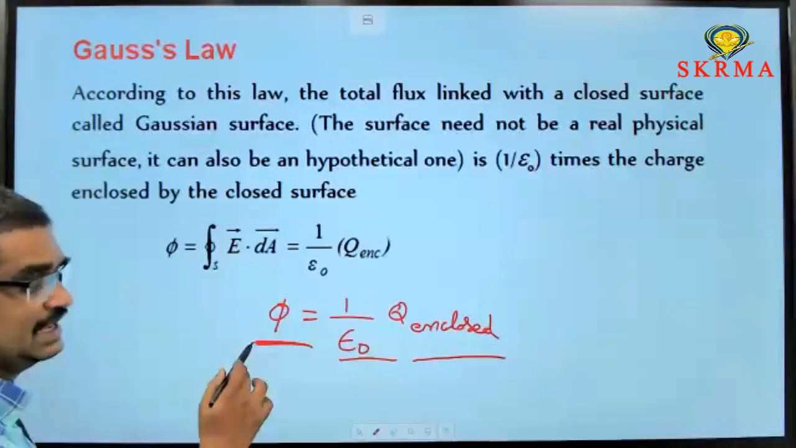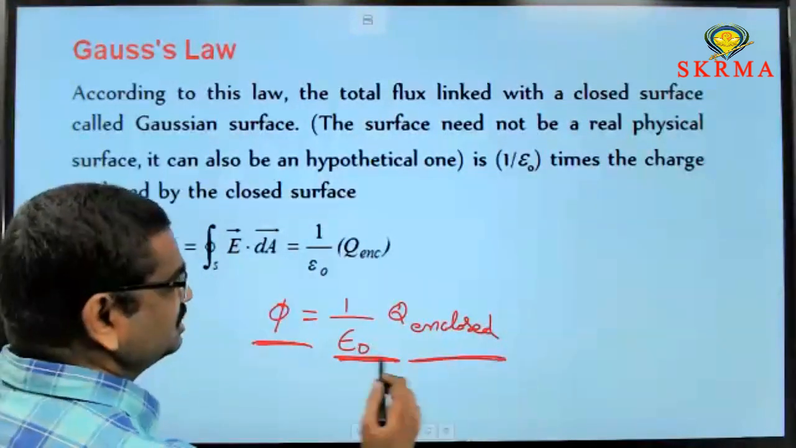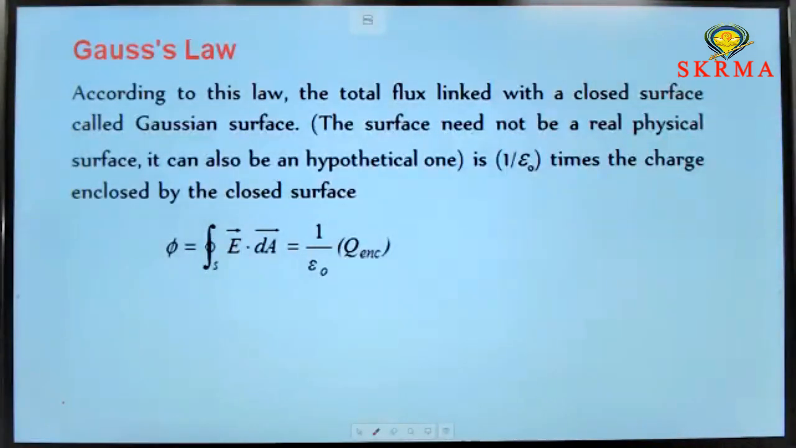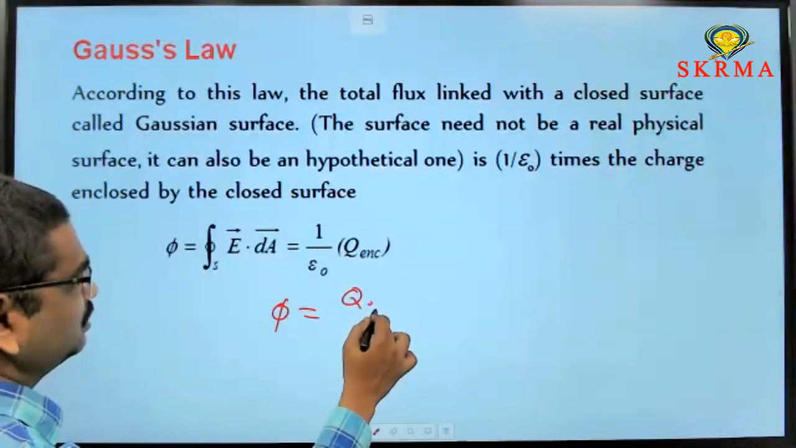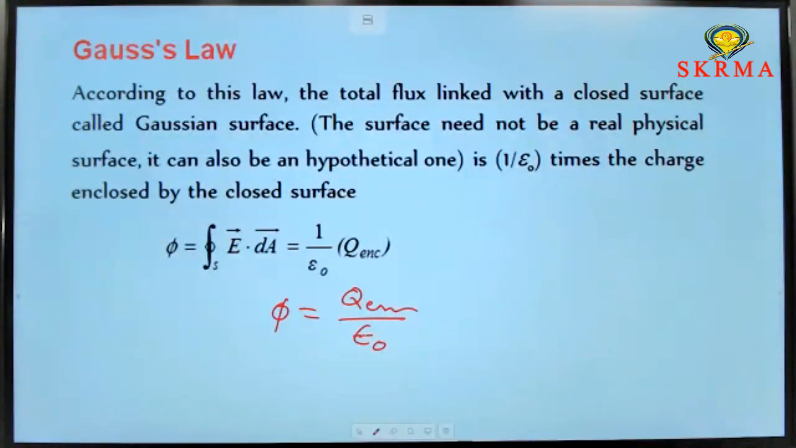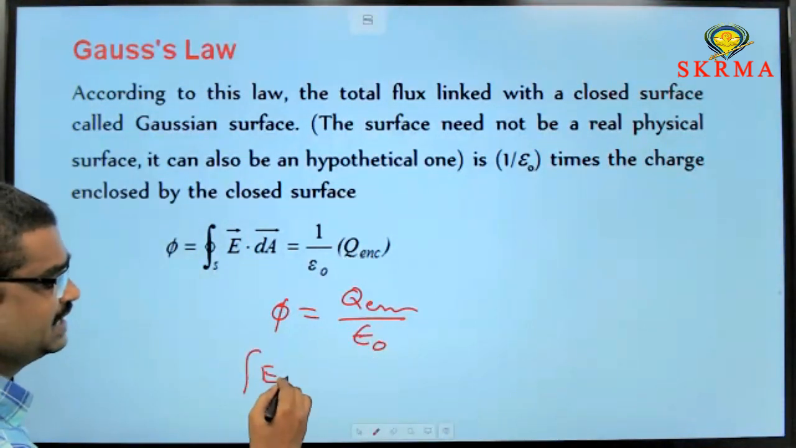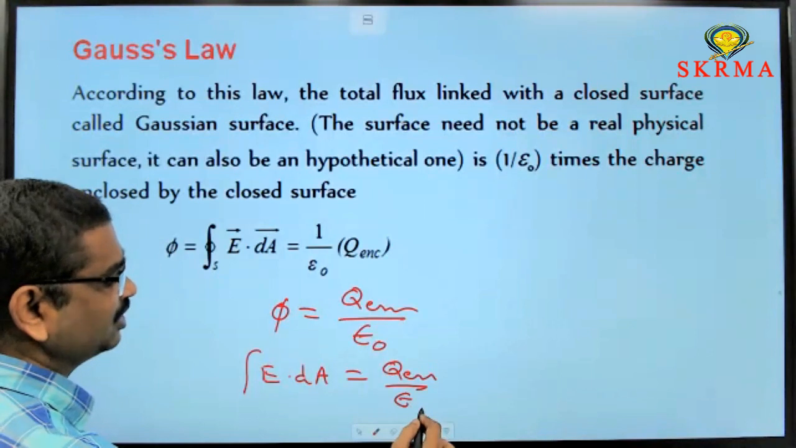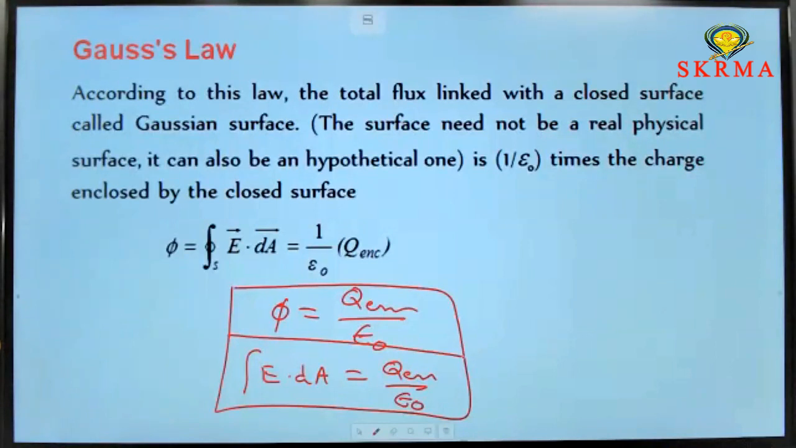Electric flux linked with the surface is equal to 1 by epsilon naught times the charge enclosed by the surface. So that is the statement of Gauss law. So what is the statement or equation? Q enclosed by epsilon naught is the formula. So according to Gauss law, phi equal to Q enclosed by epsilon naught, or phi can be written as integral E bar dot dA bar equal to Q enclosed by epsilon naught. So these are the two equations for Gauss law.